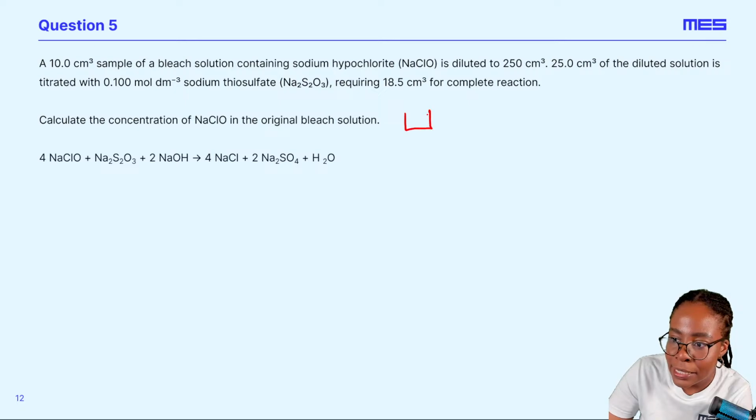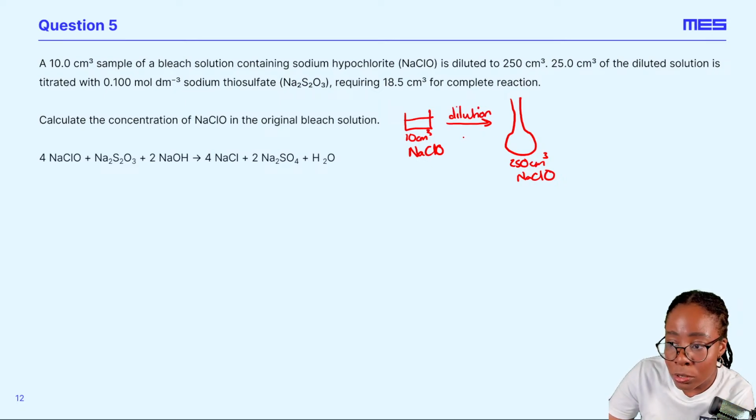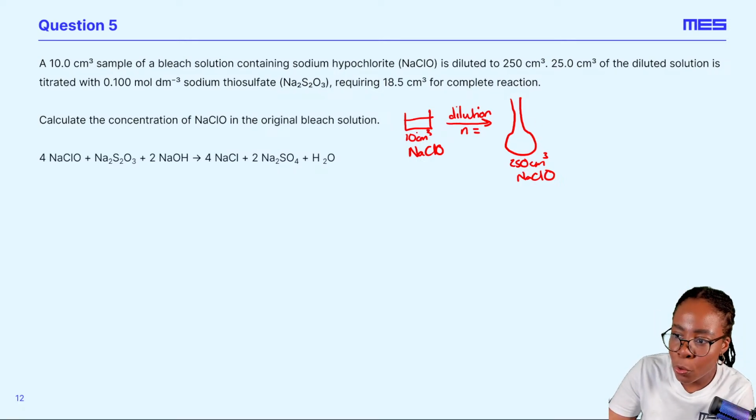So we're taking 10 centimeters cubed of our bleach, which has our NaClO. We're then diluting that to a total volume of 250 centimeters cubed. Doesn't need to be pretty. My diagrams are horrific, but it doesn't matter. This is just a dilution, which means the number of moles are exactly the same, right? We've just added water. Same number of moles of NaClO here and here.